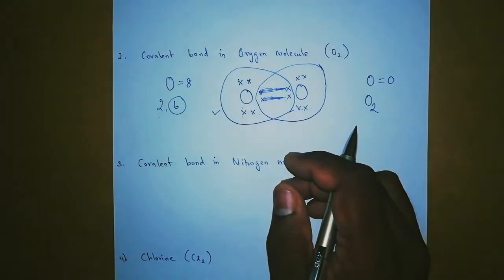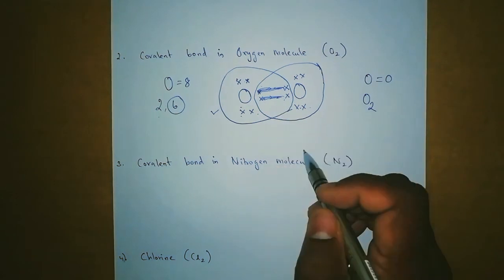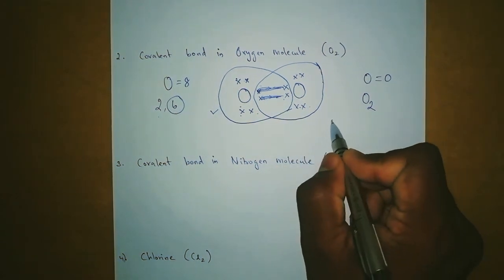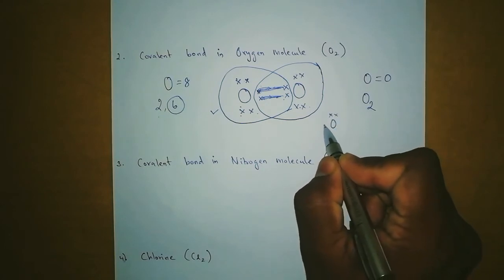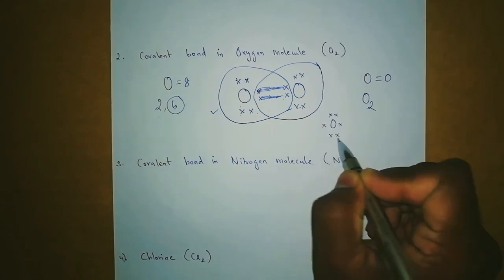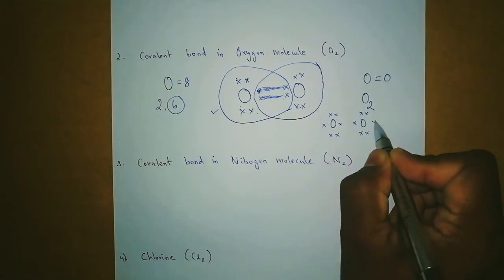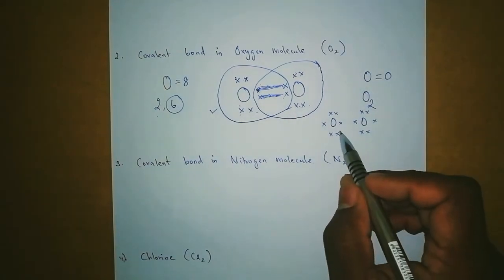Now can I ask you a question. Is it possible we can form a single bond in this? No. Shall we try it now? This oxygen has 1 2 3 4 5 6, and this oxygen also has 1 2 3 4 5 6. Is it possible it can form a single bond?